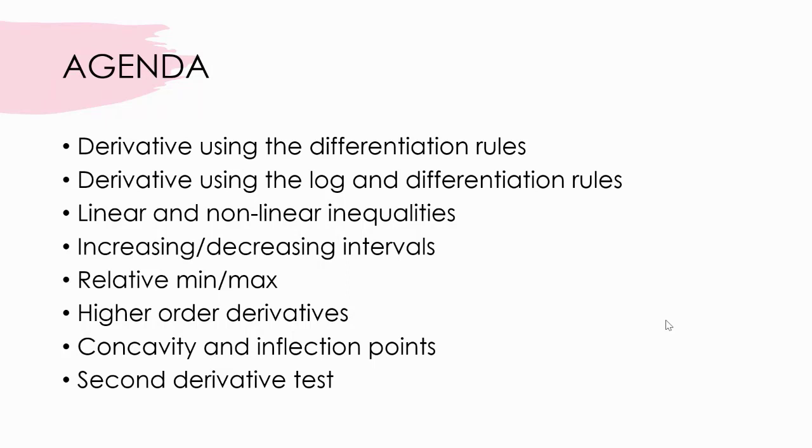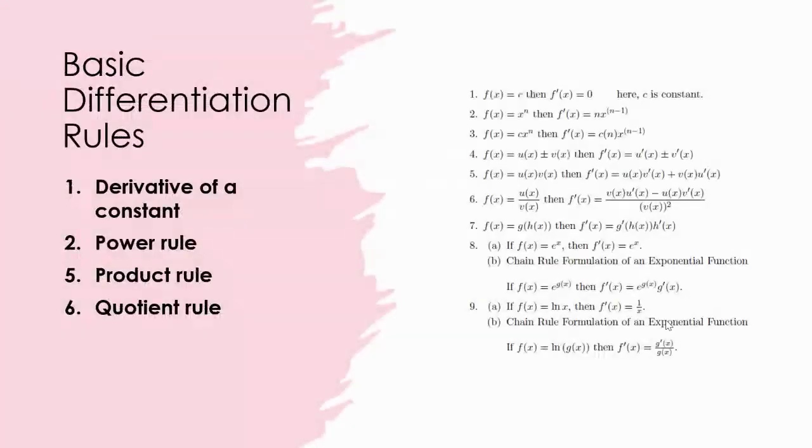Alrighty, we'll go ahead to our very first topic, which is differentiation using basic rules. On the right, you can see 9 rules that you can use when you're given a function to differentiate. Some of the main ones are taking the derivative of a constant. When you're taking the derivative of a constant, it's always going to be 0.